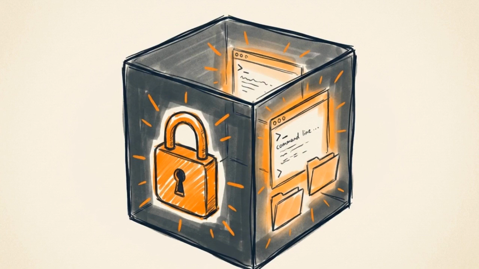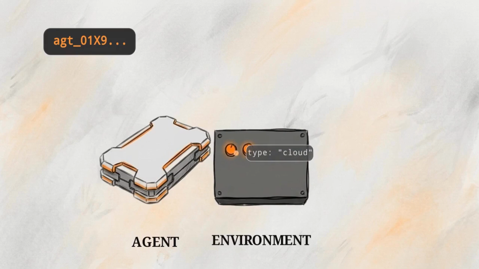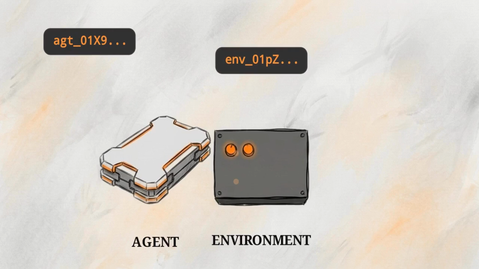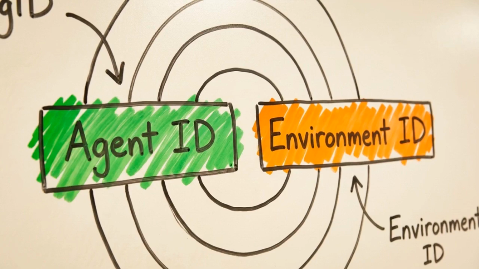Step 2 is creating the environment. This is the isolated secure container where the agent will actually run those tools you just authorized. Configure this environment, setting its type to cloud with unrestricted network access, allowing outbound access. The server replies with an environment ID. You save the environment ID alongside the agent ID.